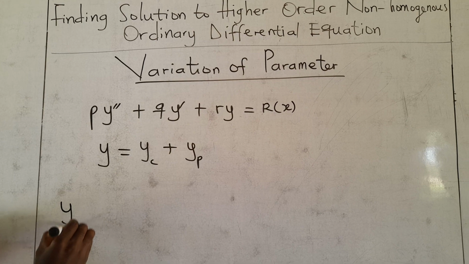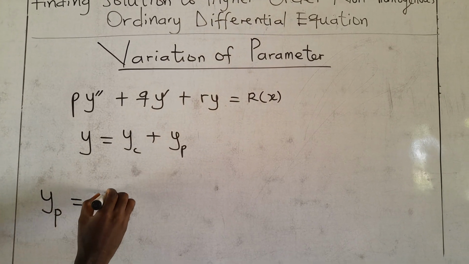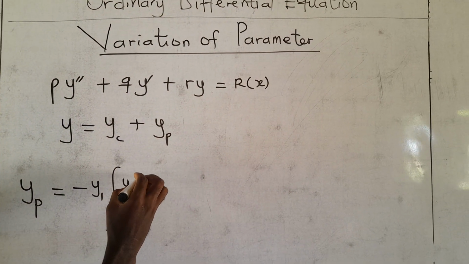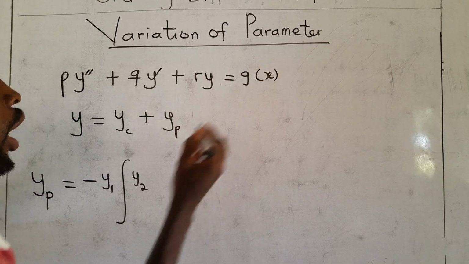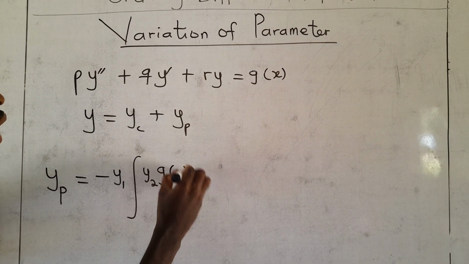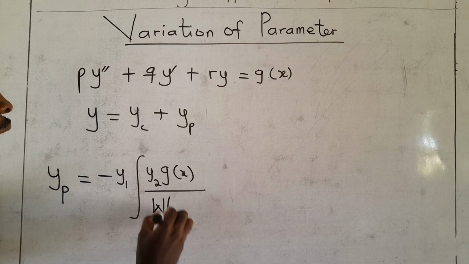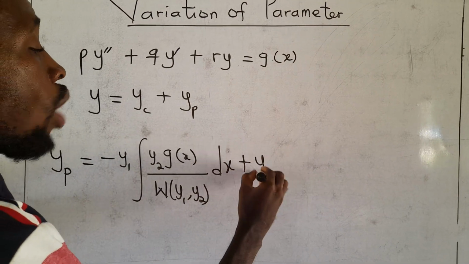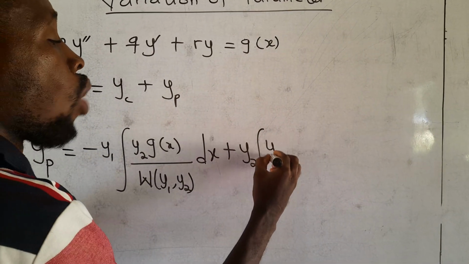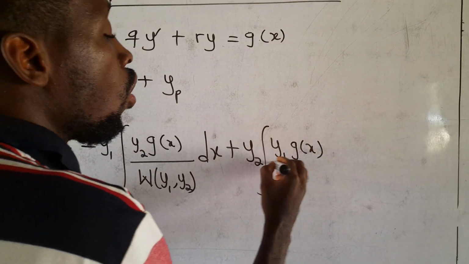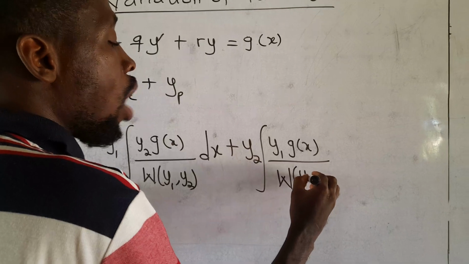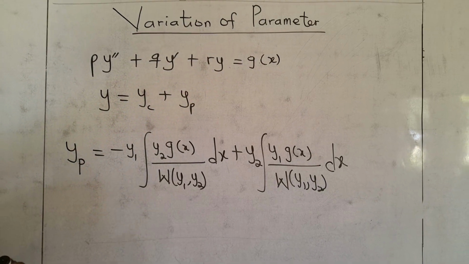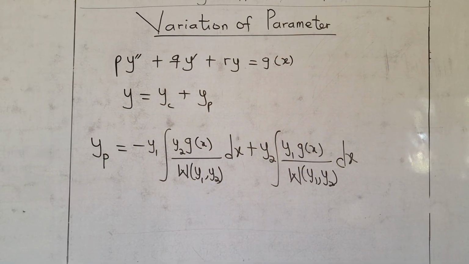That y_p using the variation of parameters is equal to negative y1 times the integral of y2 g of x all over the Wronskian of y1, y2 dx, plus y2 times the integral of y1 g of x all over the Wronskian of y1, y2 dx. Please check out my videos on how to find the Wronskian of a function on YouTube.